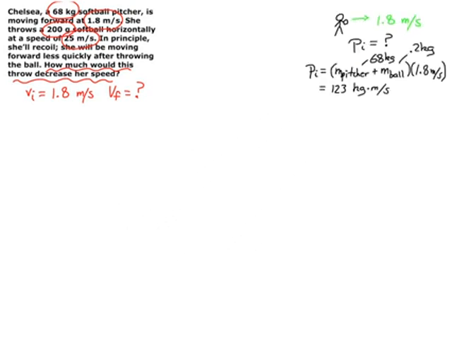After the pitch, here's the situation. Chelsea has thrown the ball. Chelsea's still moving forward, but the question is, at what speed? So let's just call that VF. That's the speed at which she continues to move forward. At this point, she's thrown the ball, and the ball is moving at a speed of 25 meters per second.